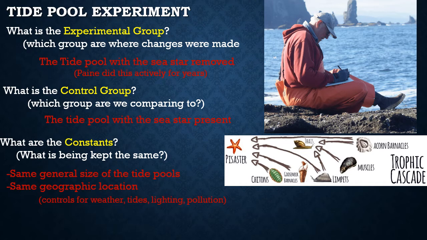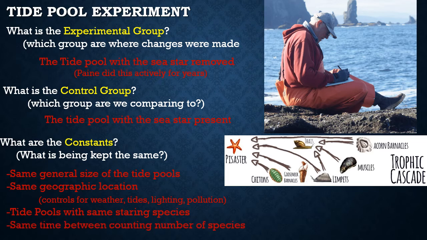All that stuff, just controlling for the geographic location, controls also for like the weather, so storms, the actual timing of the tides, lighting, pollution levels, all that stuff gets controlled just by controlling for the geographic location, because you're all hopefully going to have the same amount of all that stuff no matter what. He had to make sure that you had the same starting species in each case, that all these 16, 17 species existed in each tide pool, or else they wouldn't be a good comparison.